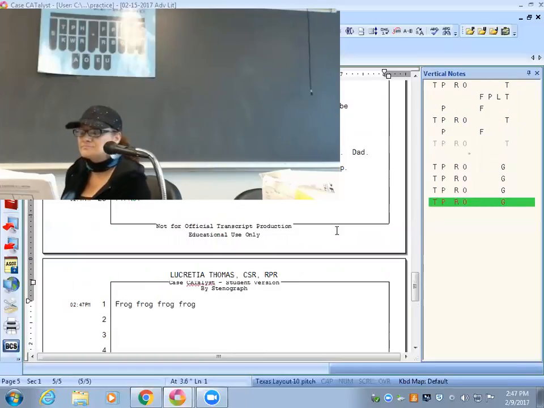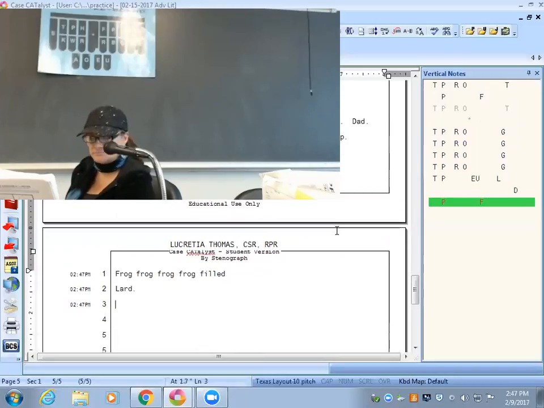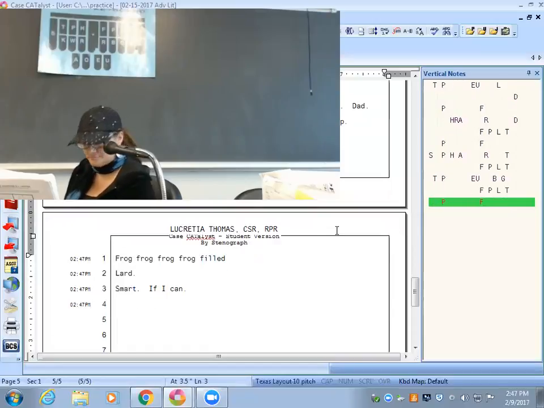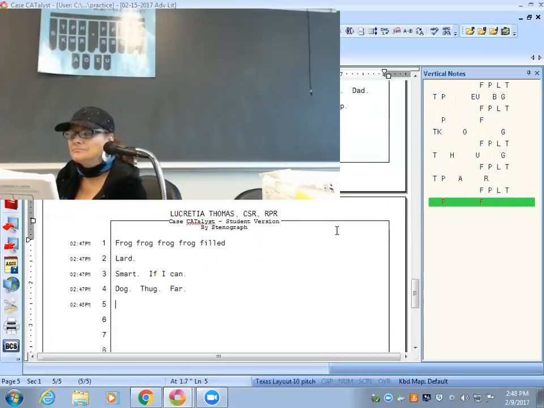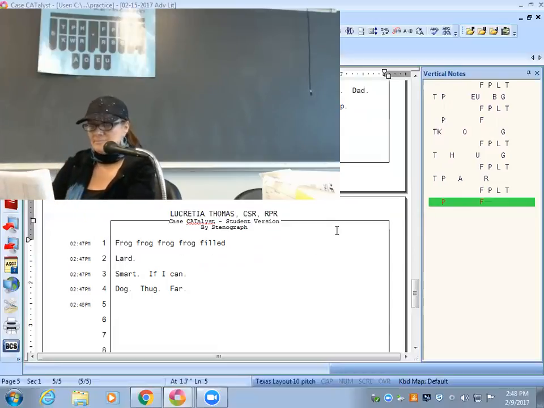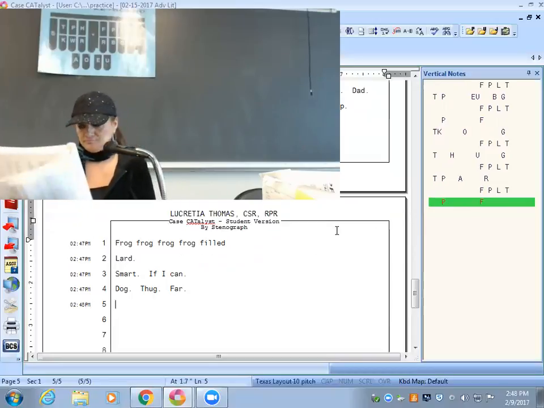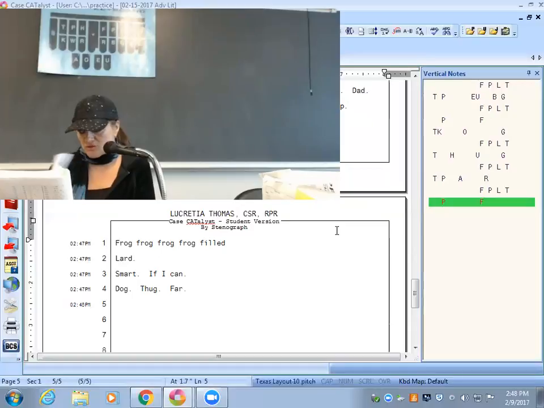Map, frog, you have filled, lard, smart. Remember, if I can is F-I-K. One stroke. Dog, fug, far. Okay, and so I'm going to dictate and I'm going to start at 40 words a minute, you all, 40, 50, and 60. I'm on page 27, lesson 6. Okay, lesson 6, you all. And I'm going to go on to 27 and 28.